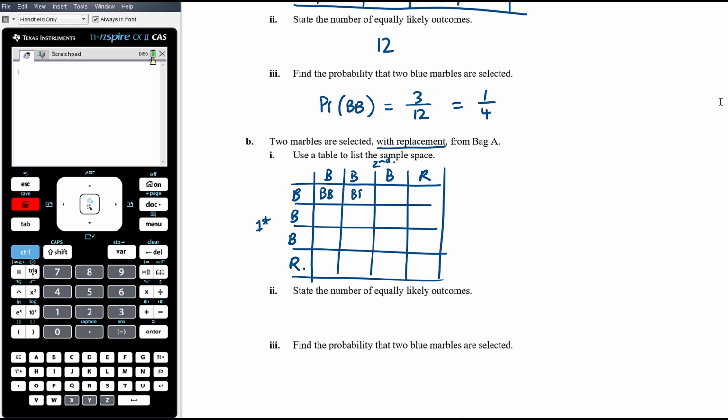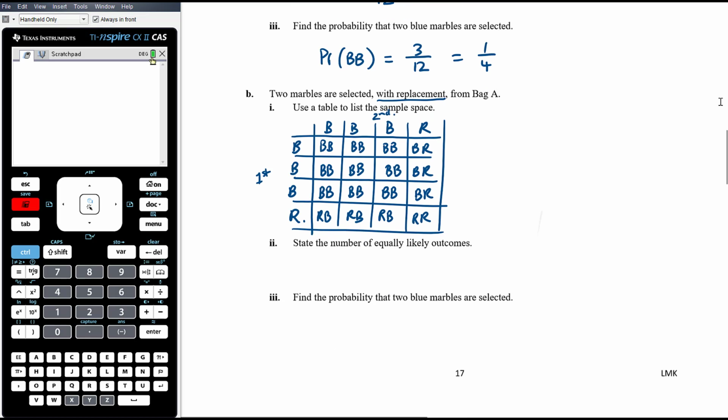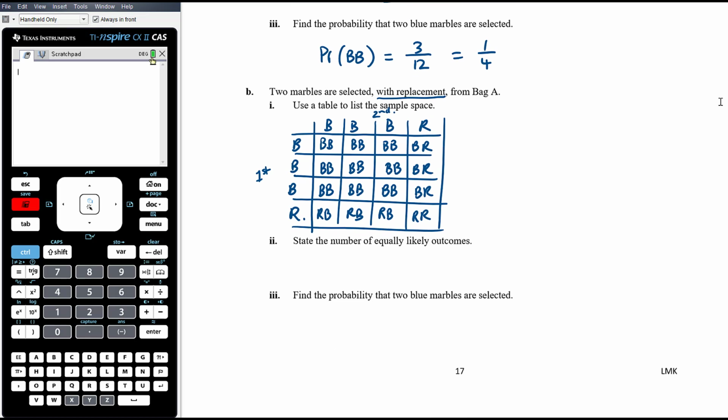So the table lists blue blue, blue blue, blue blue, blue red, and so on through each row, ending with red blue, red blue, red blue, red red. Okay, state the number of equally likely outcomes. So in this case there are 16 equally likely outcomes.